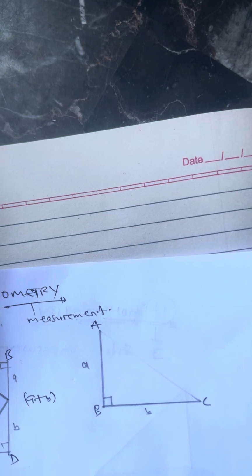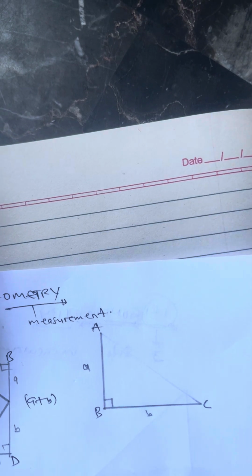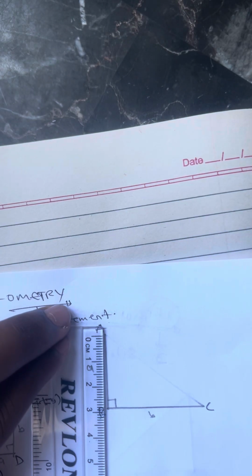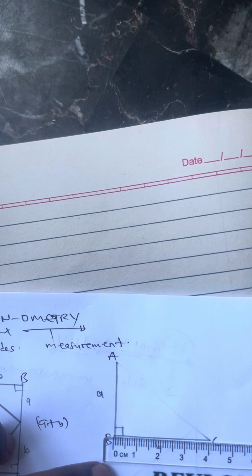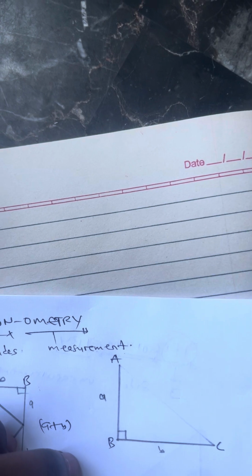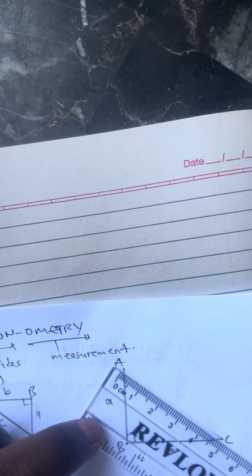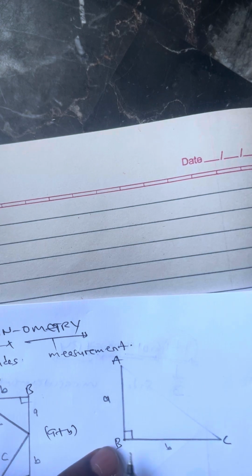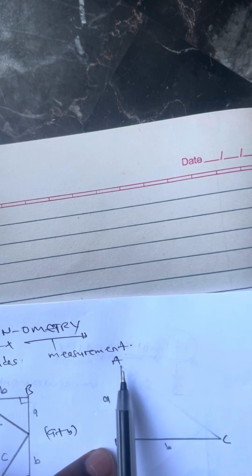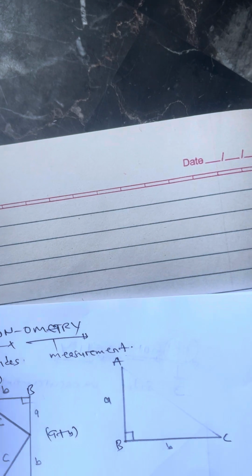How? Let me put it clearly. The length of this side, using my ruler, reads 3, and the length of this side reads 4 centimeters. So the remaining side is side AC. The length of this side is found by joining the end of AB and the end of BC, joining the A end and the C end to form the remaining side.